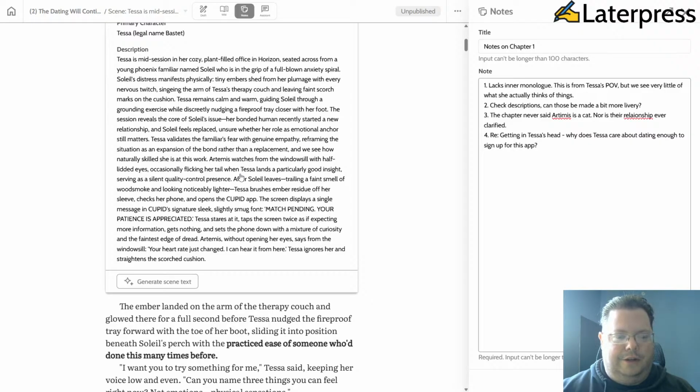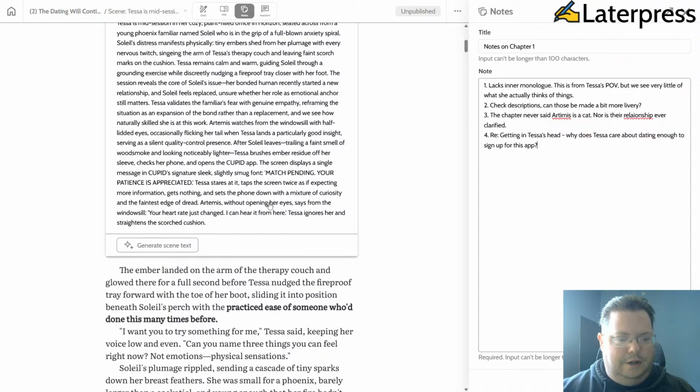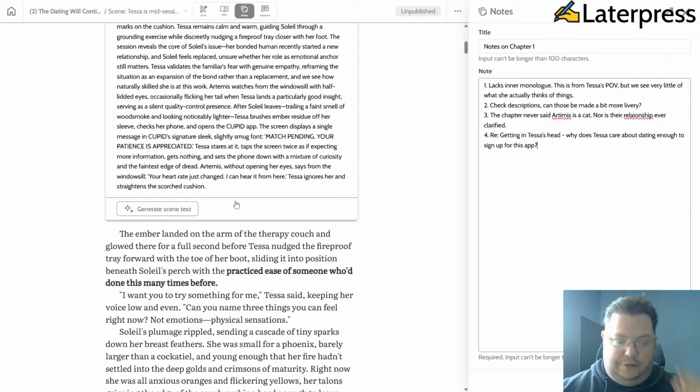So we're getting kind of the walkthrough on the therapy here. After the Phoenix leaves, trailing a faint smell of wood smoke and looking noticeably lighter, Tessa brushes ember residue off her sleeve, checks her phone, and opens the Cupid app. The screen displays a single message in Cupid's signature sleek, slightly smug font. Match pending. Your patience is appreciated. Artemis, without opening her eyes, says from the windowsill, "Your heart rate just changed. I can hear it from here." Tessa ignores her and straightens the scorched cushion. That's kind of the overview of the scene.